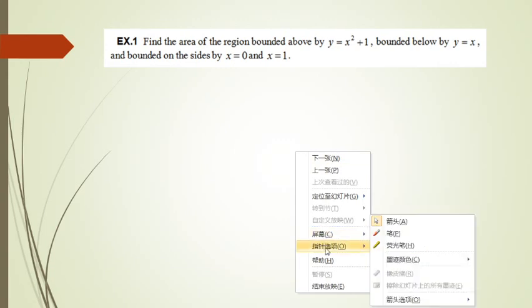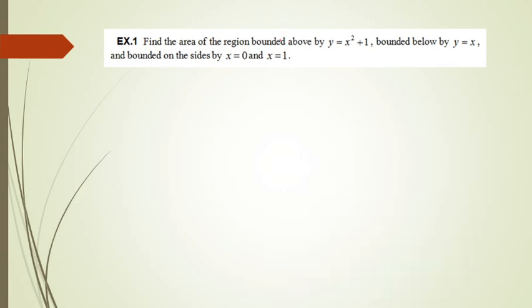Example 1, find the area of the region bounded above by y equals x squared plus 1, bounded below by y equals x, and bounded on the sides by x equals 0 and x equals 1. So we need to draw those curves. We need to figure out which is the greater and which is the lesser function. That's why we still require you to draw some simple functions from last semester. You should still recall those functions.